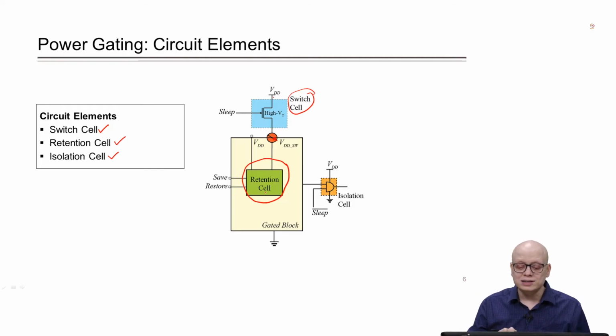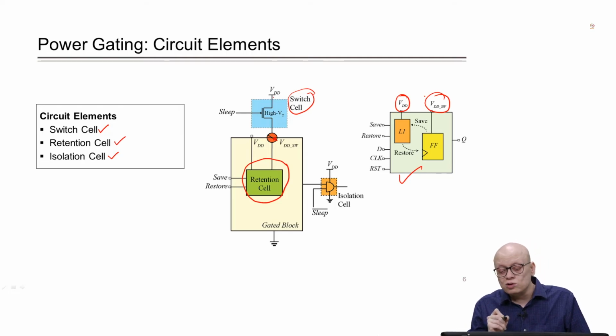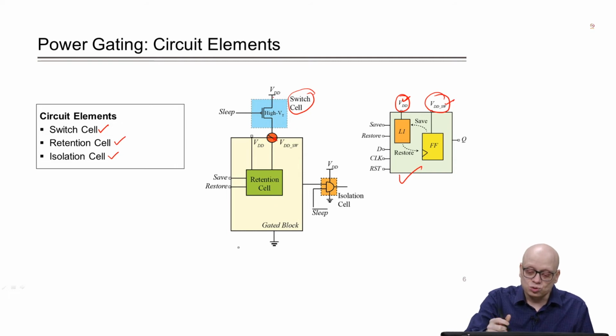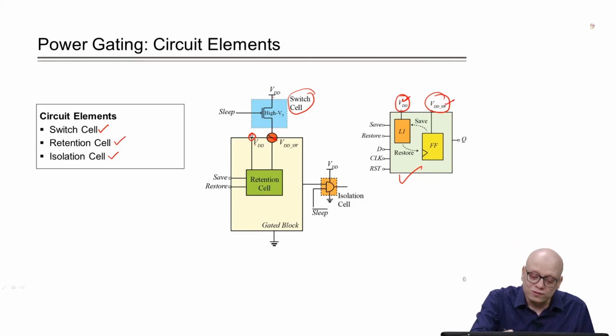Now, what is a retention cell? A retention cell is similar to a flip flop. But the important thing is that it receives two voltage sources, one is the switched voltage source, and the other is an always on voltage source, that is VDD is directly applied. So, the VDD that is shown coming to this gated block is not going to all the circuit elements, it is going only to the retention cells. There are a few retention cells in the gated block which will be powered by two supplies. One is the always on supply, that is VDD, and the other is the switched one.